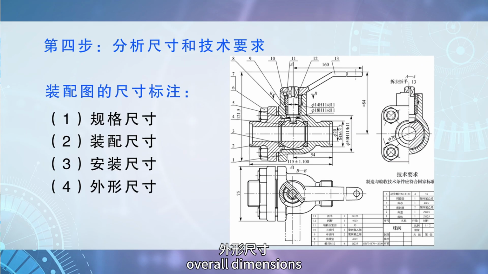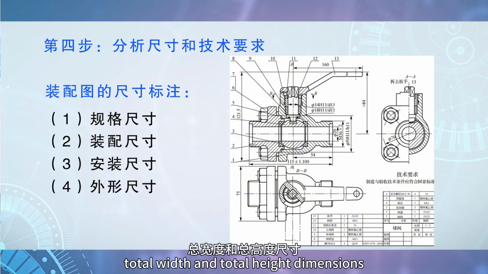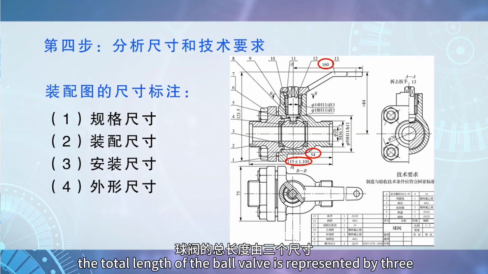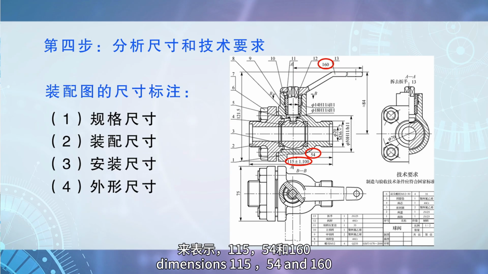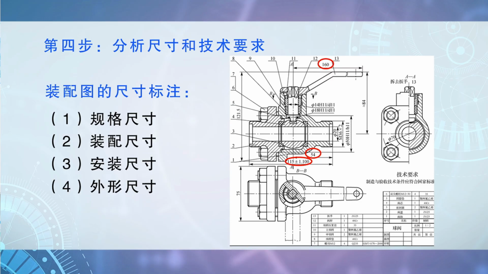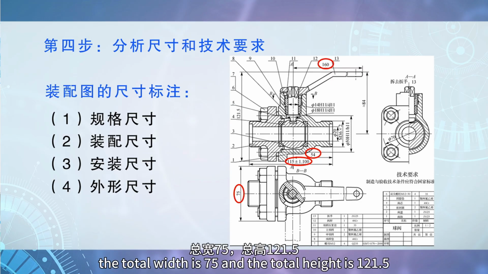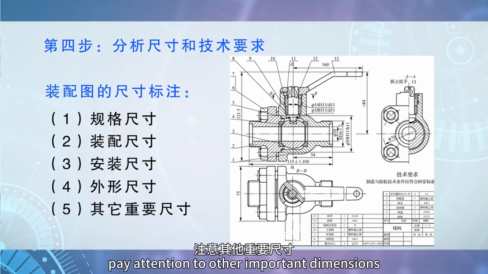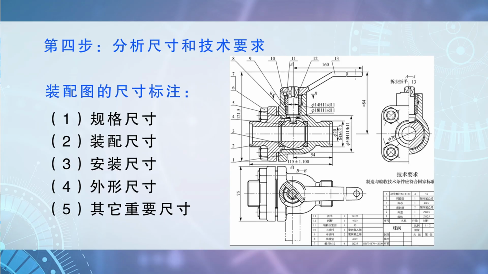Overall dimensions. That is, the total length, total width, and total height dimensions. For example, the total length of the ball valve is represented by 3 dimensions: 115, 54, and 160. The total width is 75, and the total height is 121.5. The 5th step is that we should pay attention to other important dimensions.